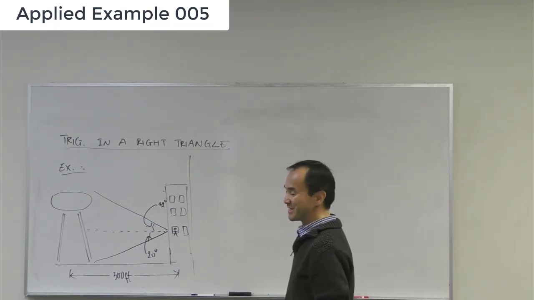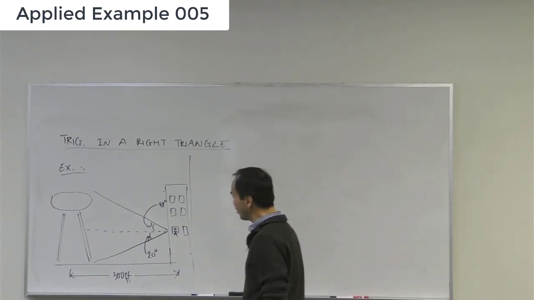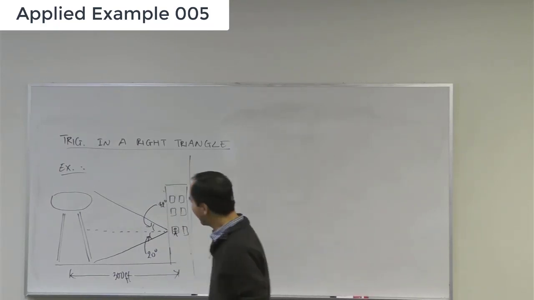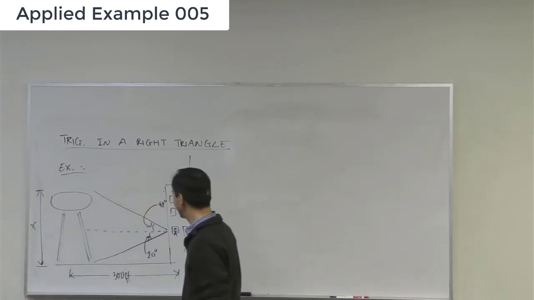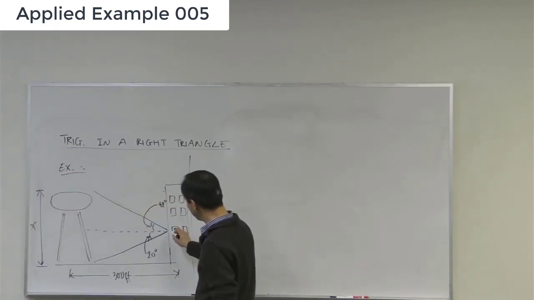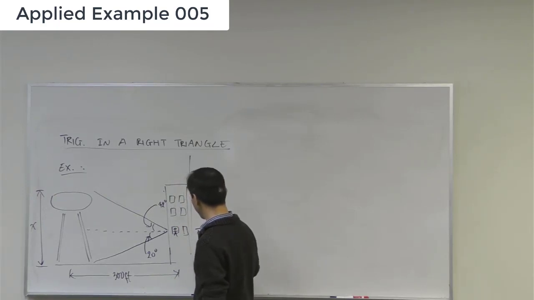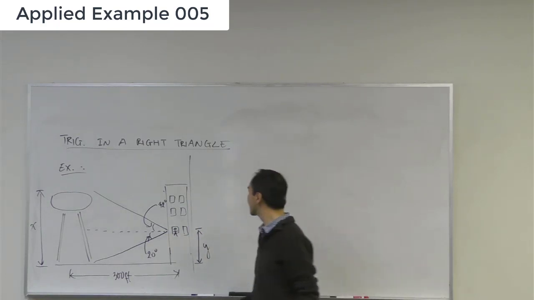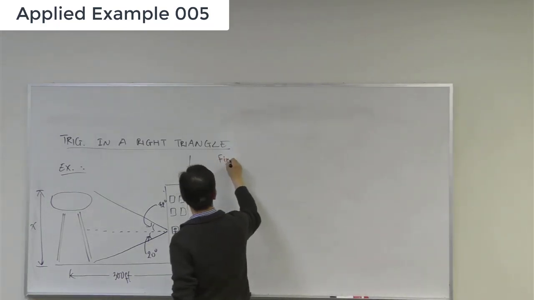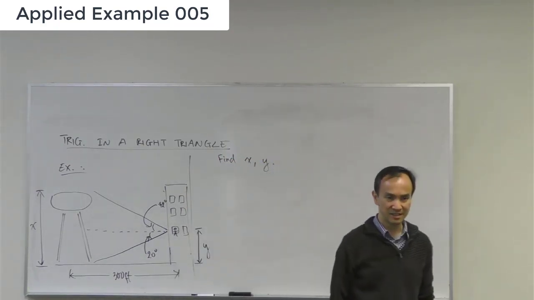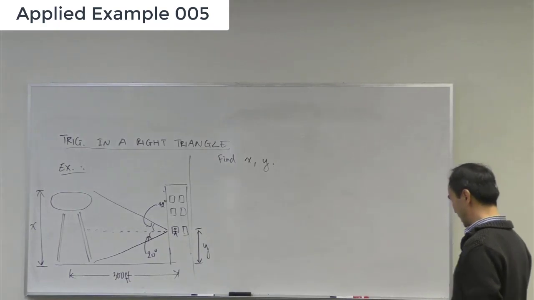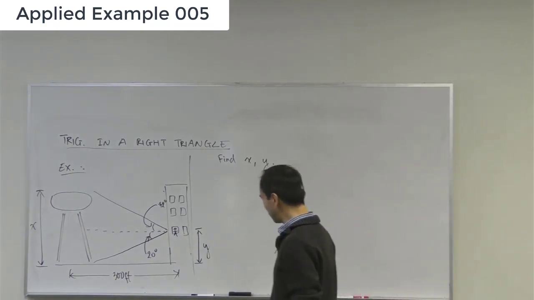Sounds good? So we want to find out, number one, how tall is this water tower? And then also, from where the man's window is, how high is it above the ground? That's called y. We want to find x, how tall the water tower is, and y, how high that window is above the ground.